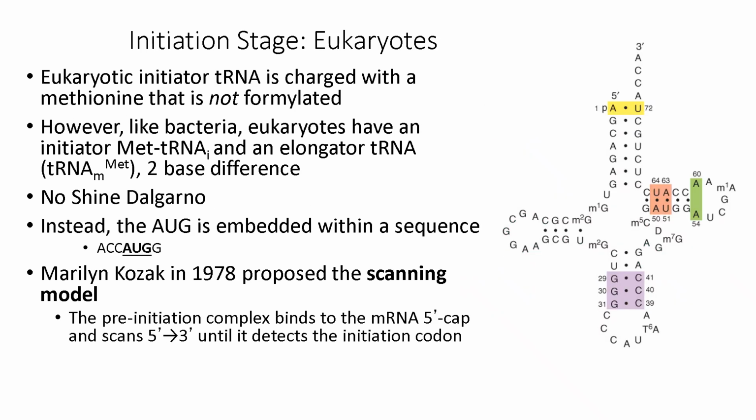In eukaryotes, the initiator tRNA is charged with a non-formylated methionine, unlike in bacteria. However, eukaryotes still use two types of tRNAs, an initiator Met-tRNA and an elongator Met-tRNA. Eukaryotic mRNAs do not have Shine-Dalgarno sequences. Instead, the ribosome locates the AUG start codon within a specific sequence called the Kozak sequence, typically GCCACC. This discovery, proposed by Marilyn Kozak in 1978, led to the development of the scanning model of translation initiation.